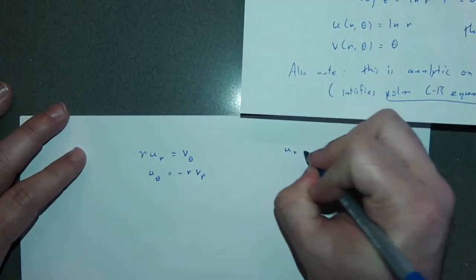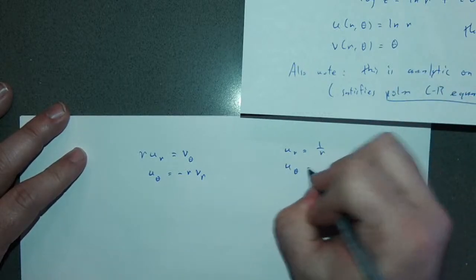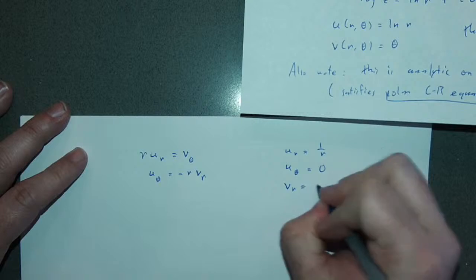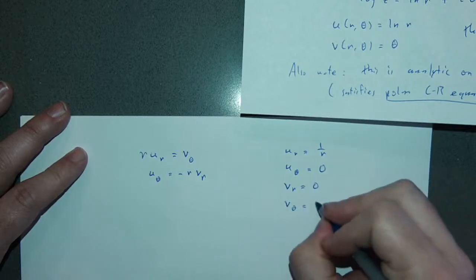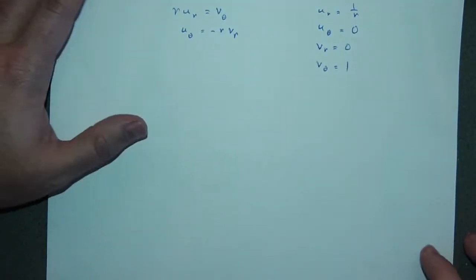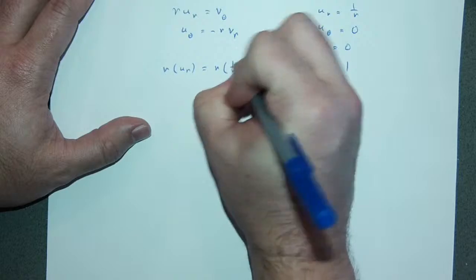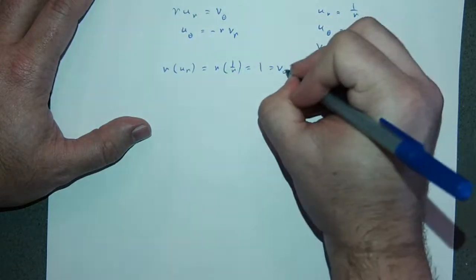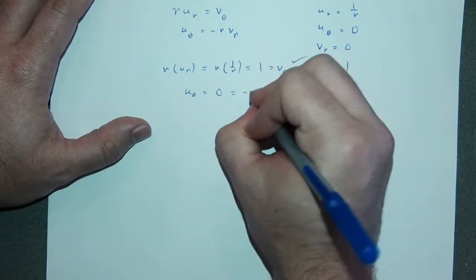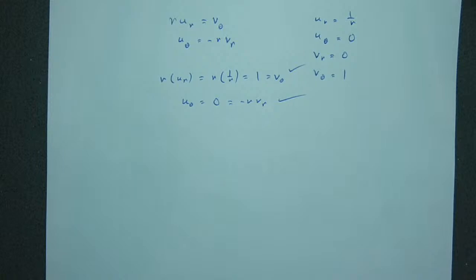So u sub r is equal to 1 over r, because it's the derivative of natural log of r. u sub theta is equal to 0. v sub r is equal to 0. And v sub theta is equal to 1. Okay. And so let's check that these satisfy my polar Cauchy-Riemann here. So r times u sub r is equal to r times 1 over r, which is 1, which is definitely equal to v sub theta. Yep, good. u sub theta is 0, which is minus r v sub r. Yep, because v sub r is 0. So it satisfies polar Cauchy-Riemann. It's continuous everywhere, so it's analytic on the domain.